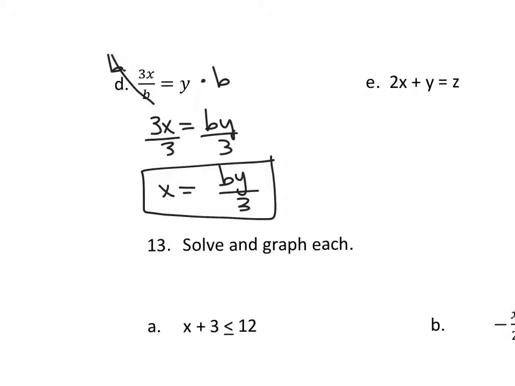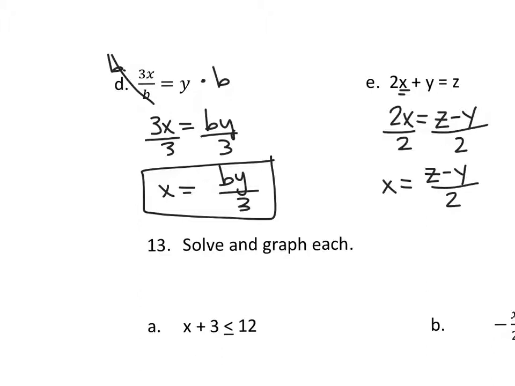Okay, for letter E, to solve for x, you have to get rid of the y first. So I'm going to subtract y from each side. So it's going to be 2x equals z minus y. And then I'm going to divide both sides by 2. So you can write it as x equals z minus y divided by 2. Or you can divide each term by 2: z divided by 2 minus y over 2.